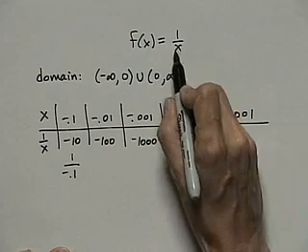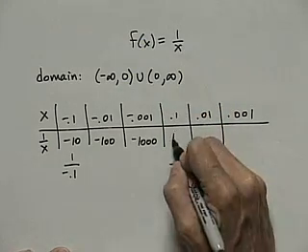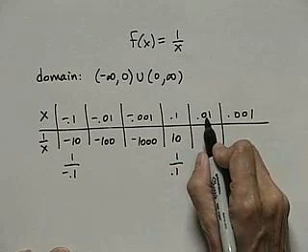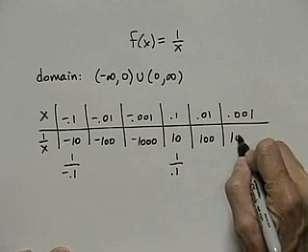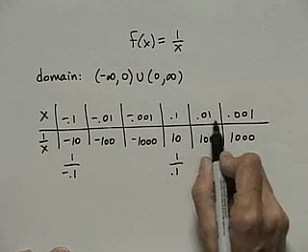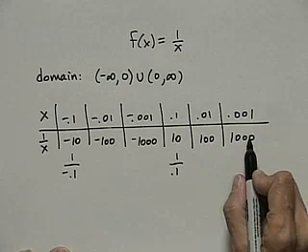Let's put 0.1 into the function. Find 1 over 0.1. That number is 10. 1 over 0.01 is 100. 1 over 0.001 is 1,000. And as x gets close to 0 from the positive side, we see that the function gets very large.